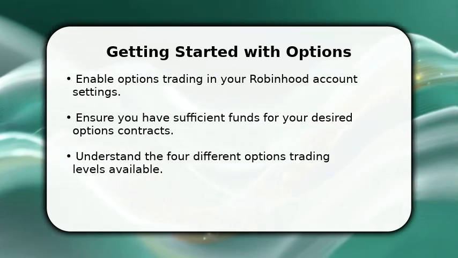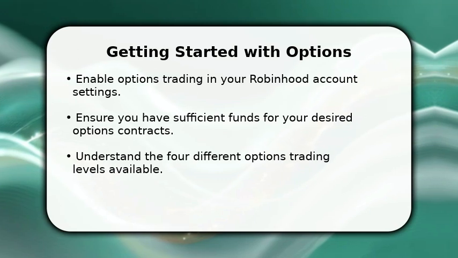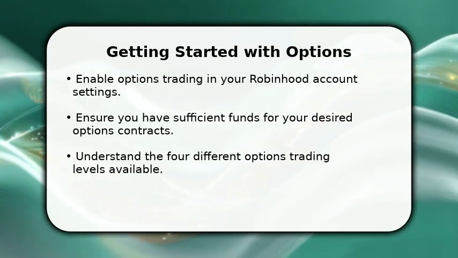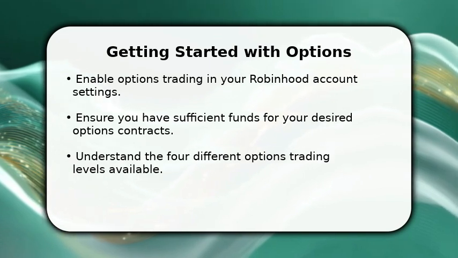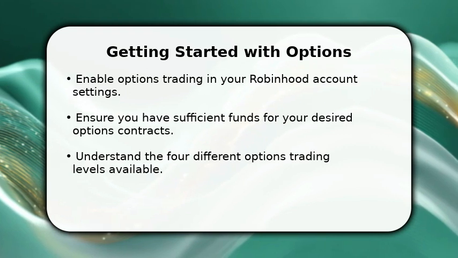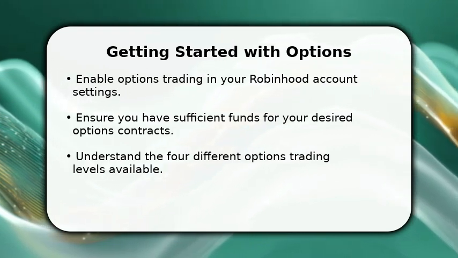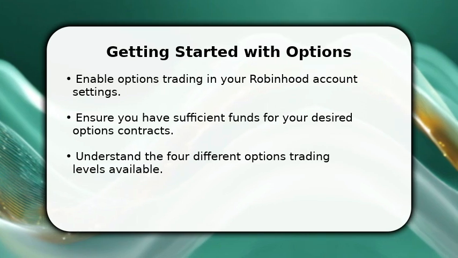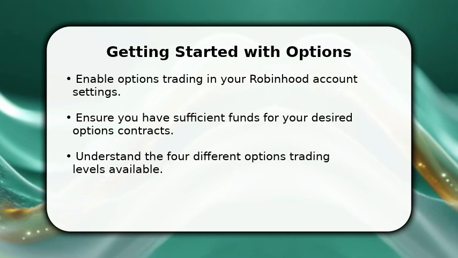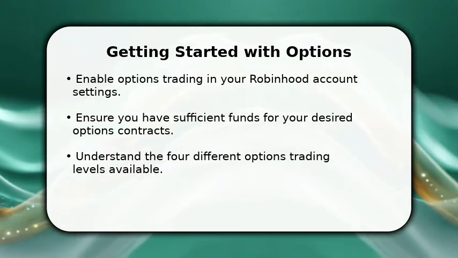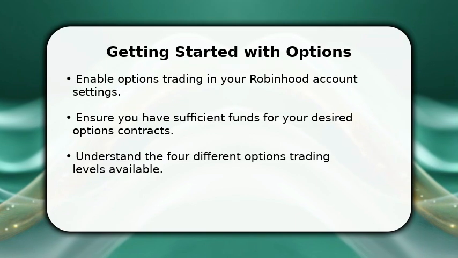First, you need to enable options trading within your account settings. Navigate to the investing section and apply for options trading. Robinhood offers 4 distinct options trading levels, each with varying permissions. Make sure you have enough funds in your account to cover the cost of your chosen contracts before proceeding with any trades. It's an exciting journey.